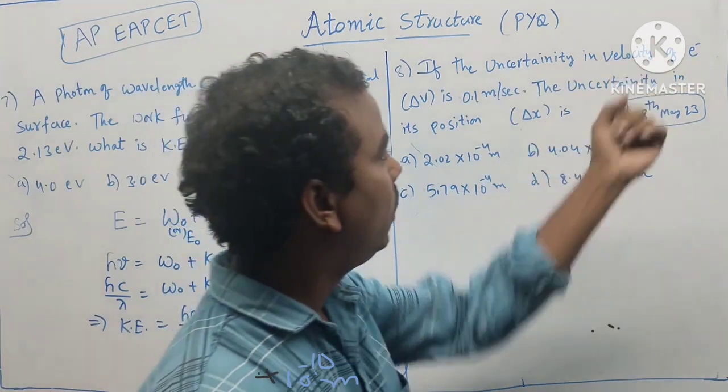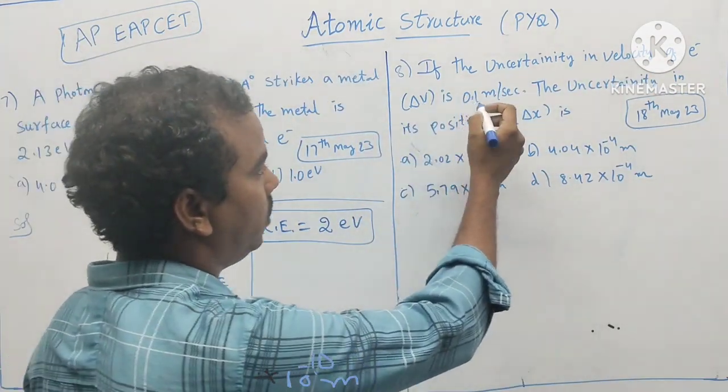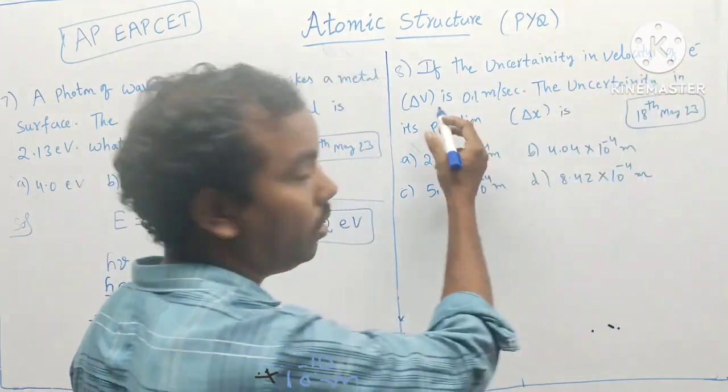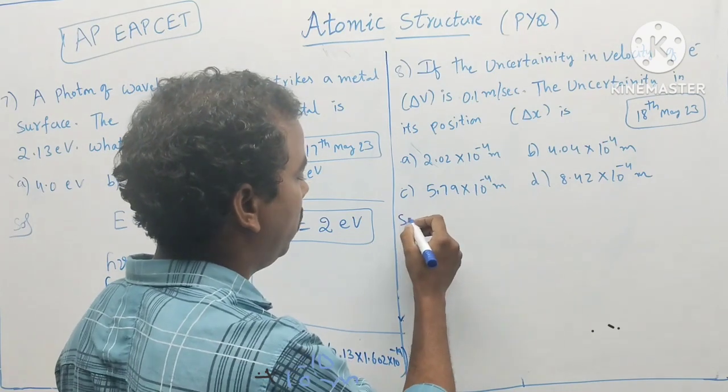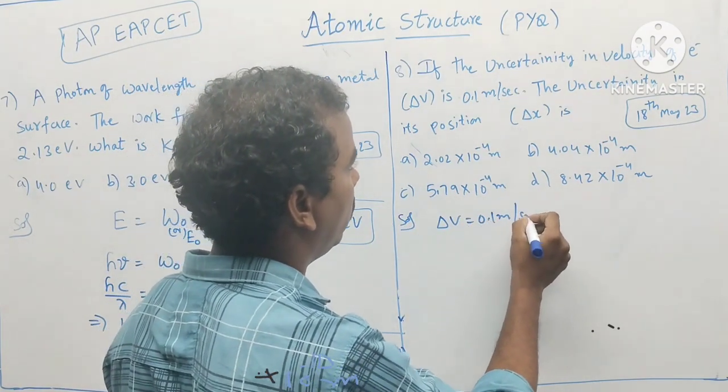So if the uncertainty in velocity of the electron, delta V, is 0.1 meter per second. If the uncertainty in velocity of the electron is 0.1 meter per second, so delta V is equal to 0.1 meter per second.